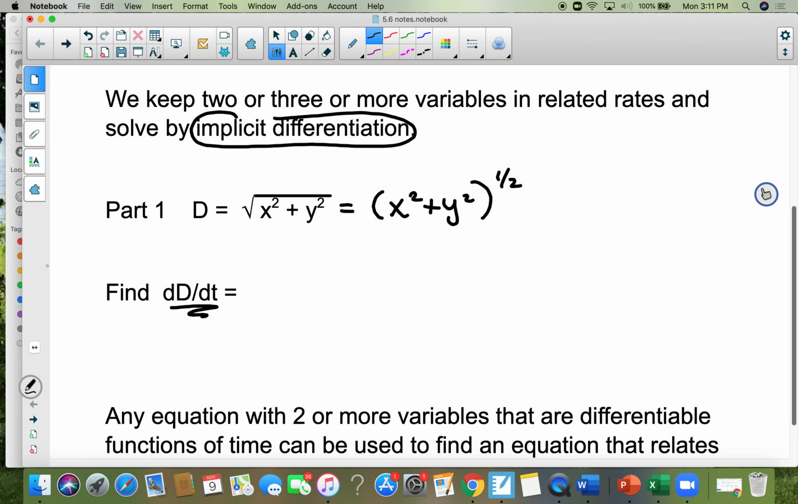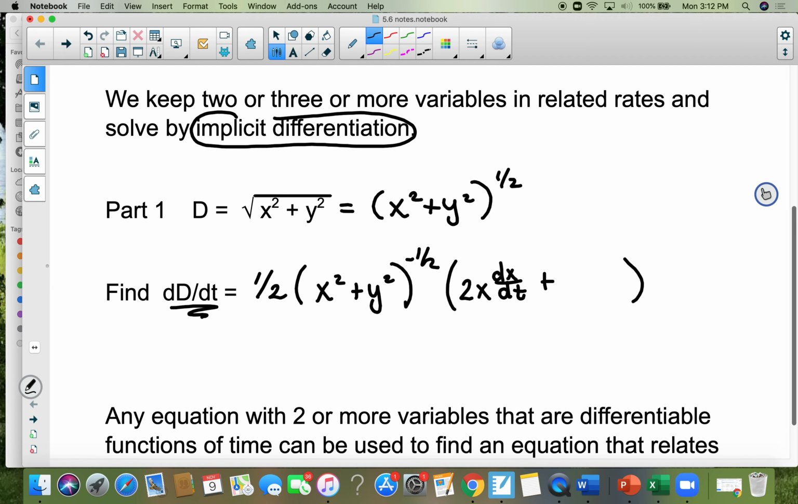Now if I find the derivative of that, I'm going to use the chain rule. Put the 1/2, leave the inside alone, change this to the negative 1/2, and then you also have to find the derivative of both of these. Okay, so the derivative of x squared is 2x, and then now you have to remember dx dt on these, plus the derivative of y squared is dy dt. Because if you look at the derivative, it's not in terms of x or y, so you have to find the derivative of both of them. Okay, the next one.